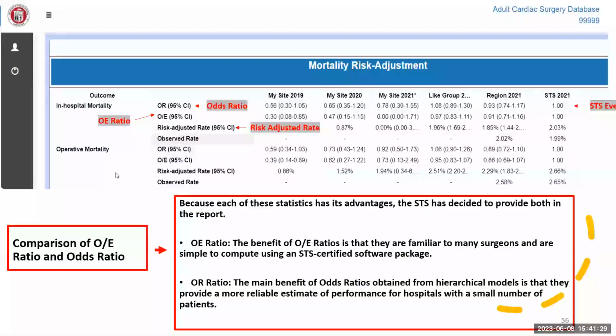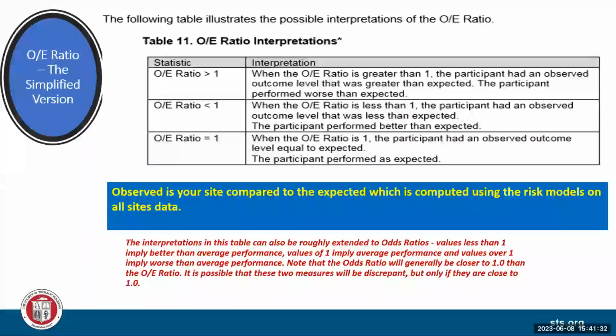I'm going to give you the really simplified down and dirty version of how to read this. So if your OE ratio is greater than 1, then the participant had an observed outcome level that was greater than expected. Basically, you performed worse than expected. So if your OE is greater than 1, you're not doing as good as you should be doing. If your OE is less than 1, you're doing better than expected. And if your OE is 1, that's to be expected.